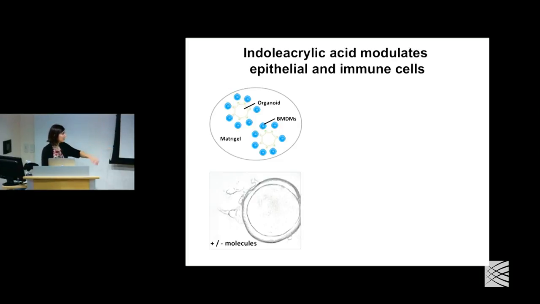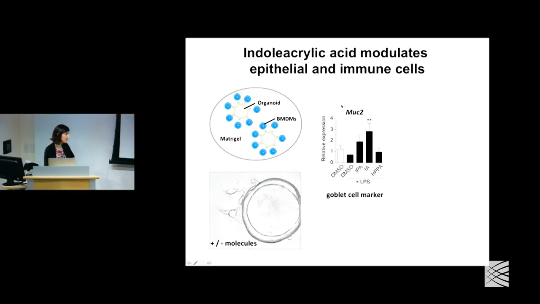So that's what they actually look like. You could see the macrophages here and the organoid here with epithelial cells. And we can measure MUC2 expression again. So this tells us if the mucus is being made. It's a goblet cell marker. You could see that when we treat the organoids with indole acrylic acid, we see an increase in MUC2 expression. We didn't observe the same thing with IPA or our controls.